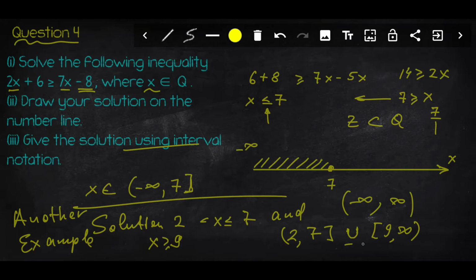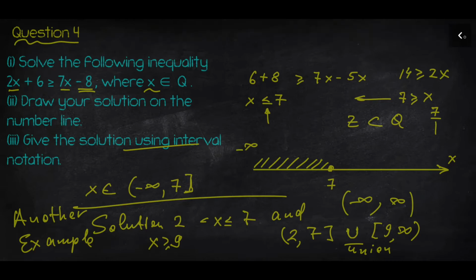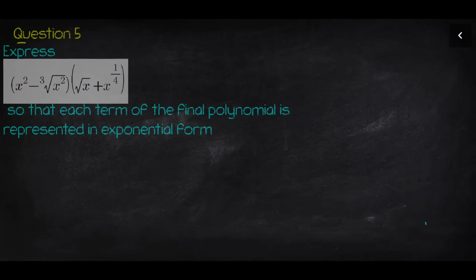Let's move to the next question. Question 5 refers to how to work with exponents in combination with surds, because somewhere you will observe a square root, or a cube root of an expression which is squared, and so on. How to work so that the final polynomial is represented in exponential form for each term. So each term of the polynomial should have an exponent form, so x to some power.